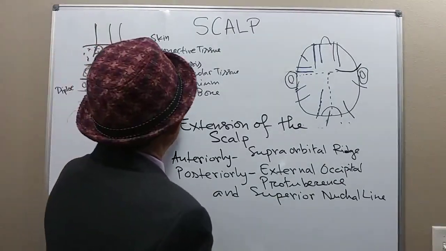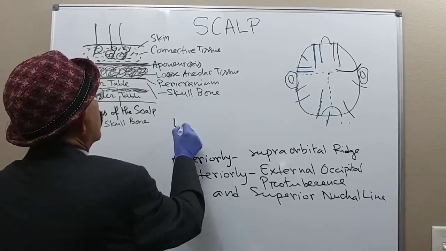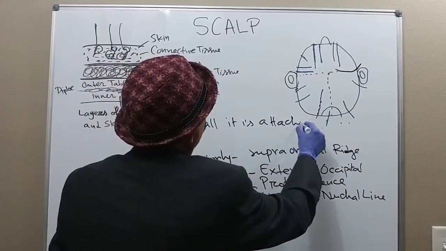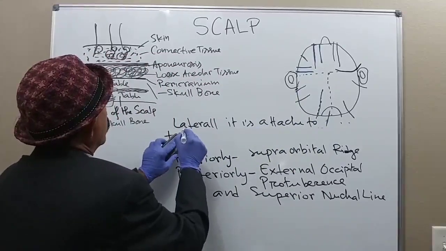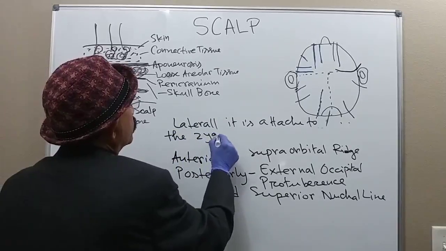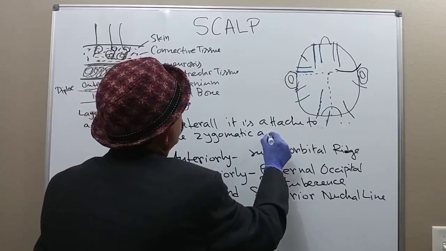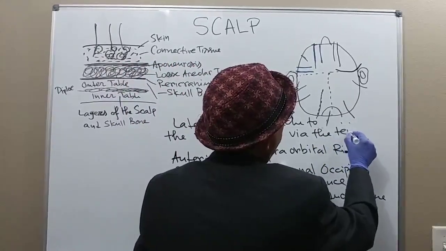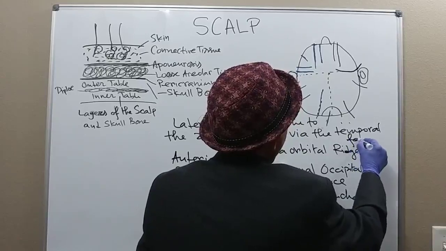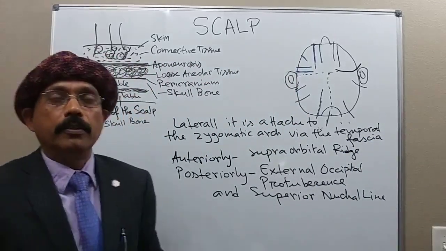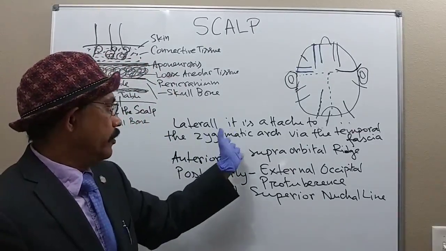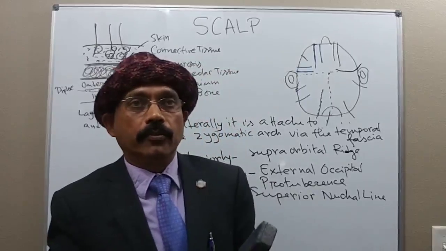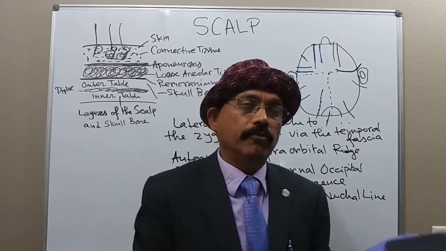Laterally, it is attached to the zygomatic arch via the temporal fascia. Okay, we got the extension anteriorly, posteriorly, and laterally. We got the scalp definition, and we got the extension of the scalp.